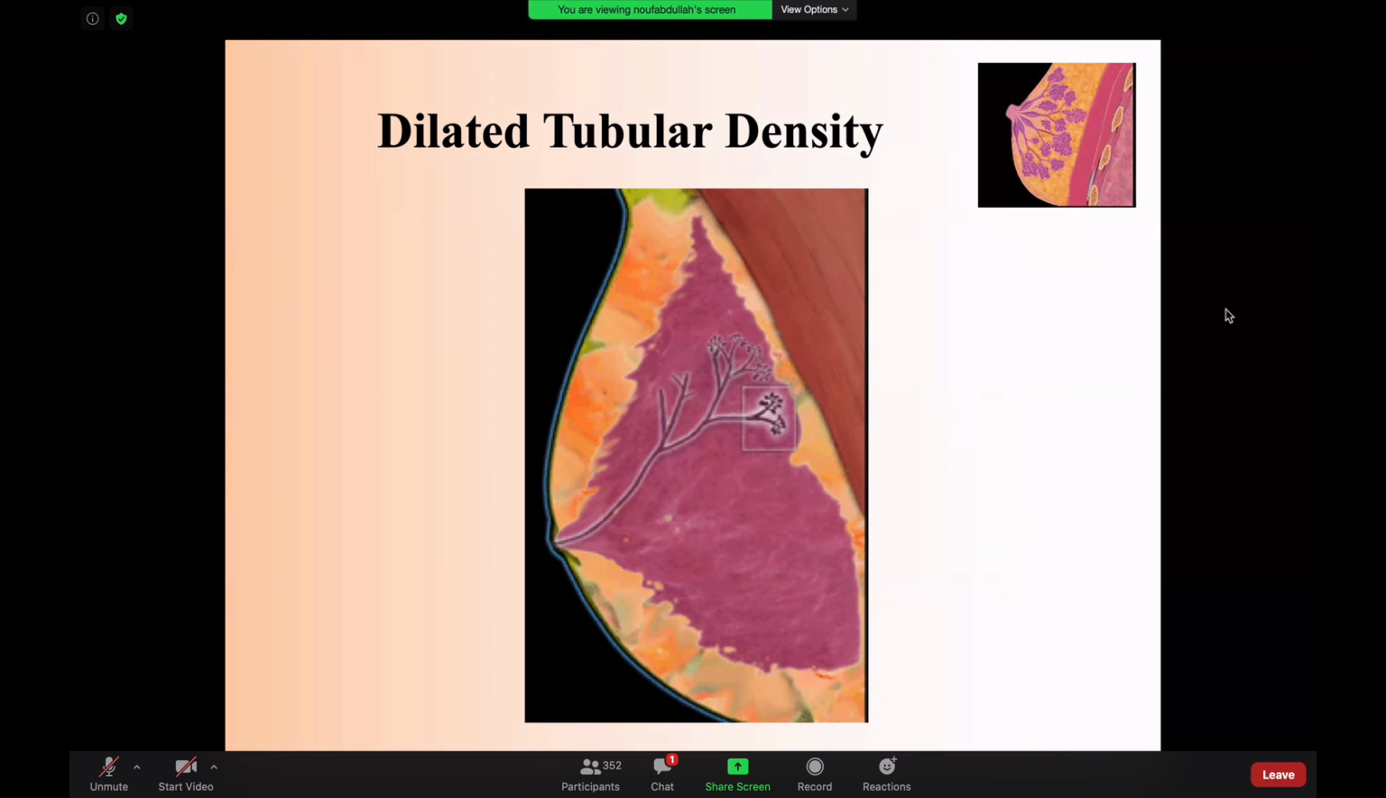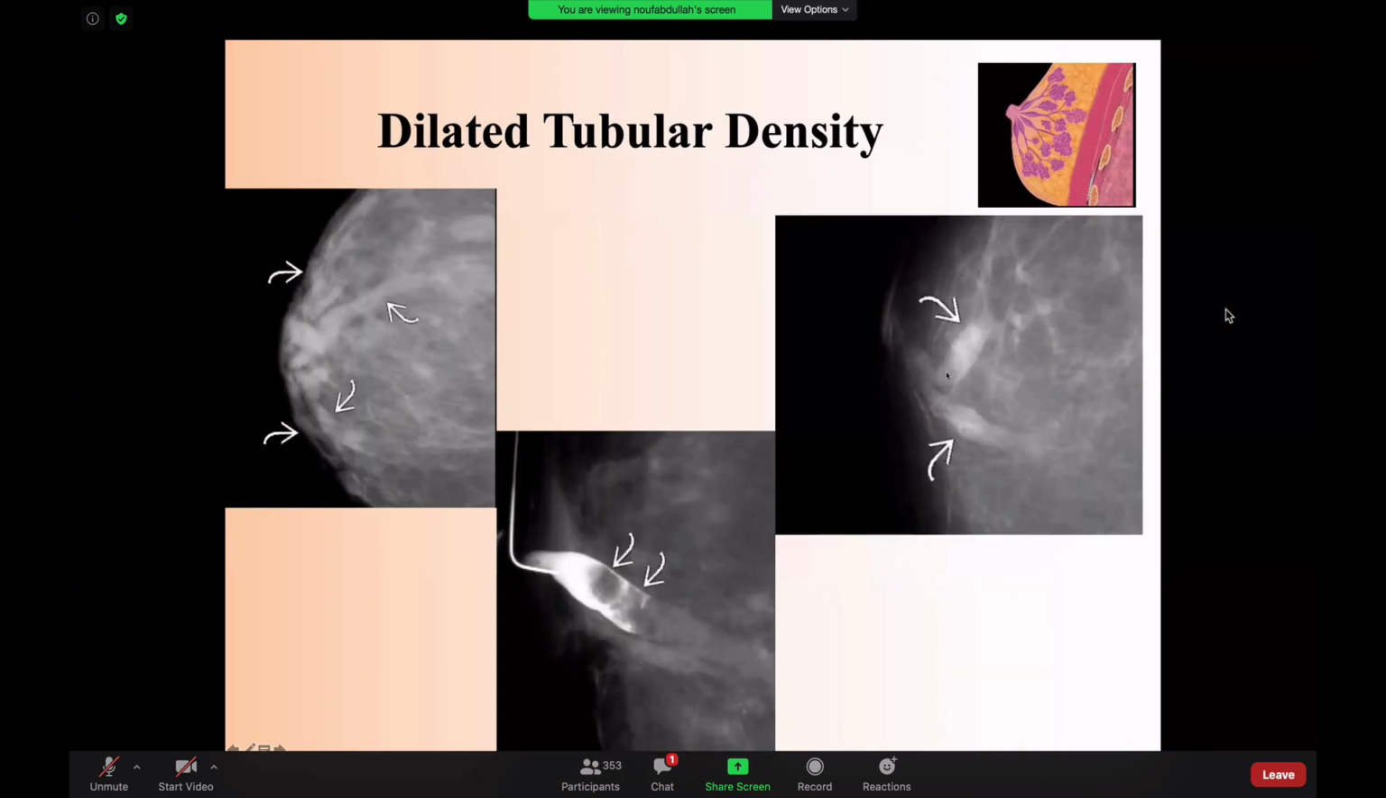The second descriptive term of special cases is dilated tubular density, where you see sometimes an asymmetry or a density of a tubule. And this is how it looks. So sometimes you see what I call dilated tubular density. Most of the time it is a dilated duct. The important part is you will do an ultrasound to check if there is an underlying intraductal lesion.